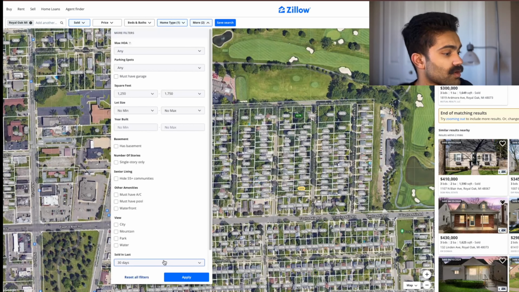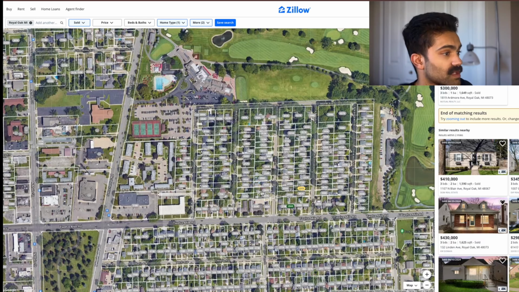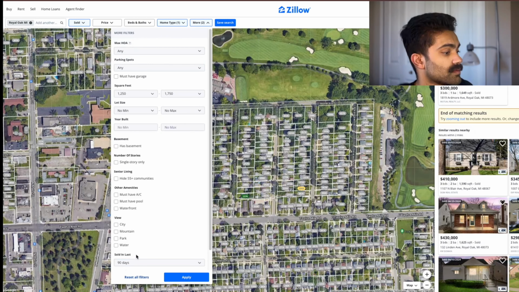Let's go 90 days. Nothing sold in 90 days, except that one property. 6 months.